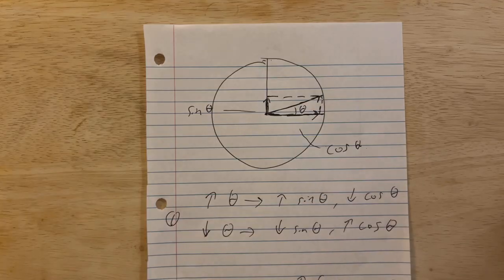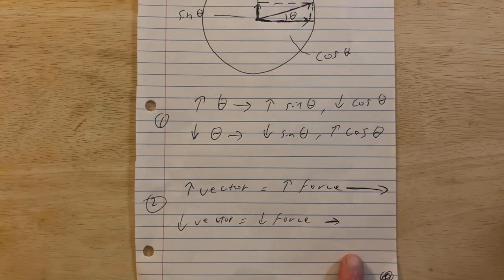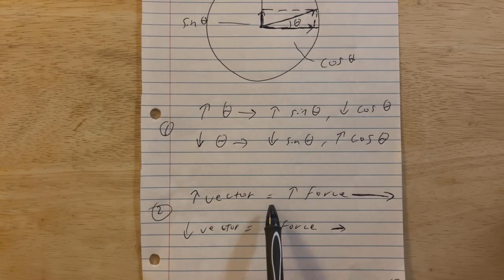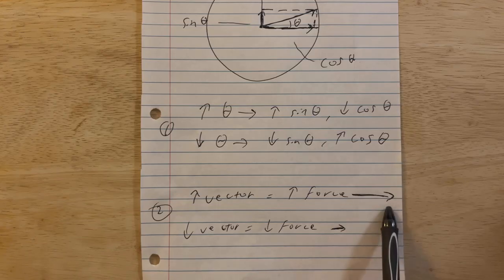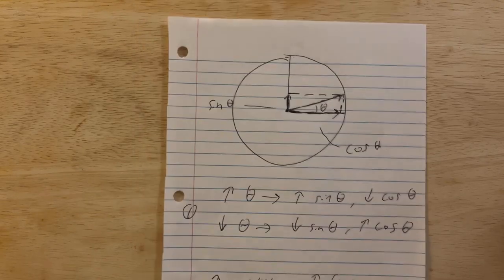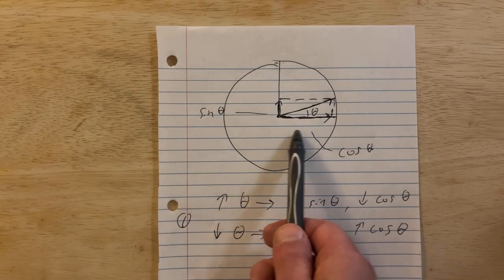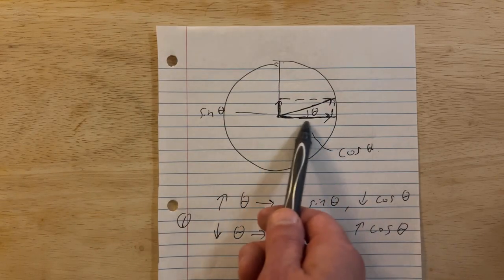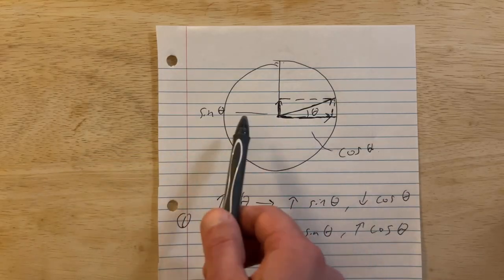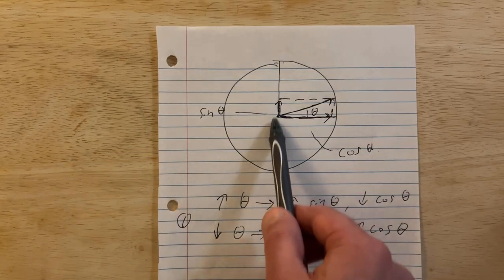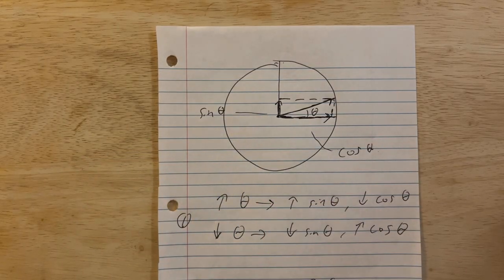Every arrow is a vector, and that vector means force. Increase your vector means you increase your force, so we have a long arrow. Decrease your vector means to decrease your force, and you'll have a short vector. For example, the vectors on this diagram right here, we have a long cosine vector, so we'll have a large force in the x direction. We have a small sine vector, so we'll have a small force in the y direction.